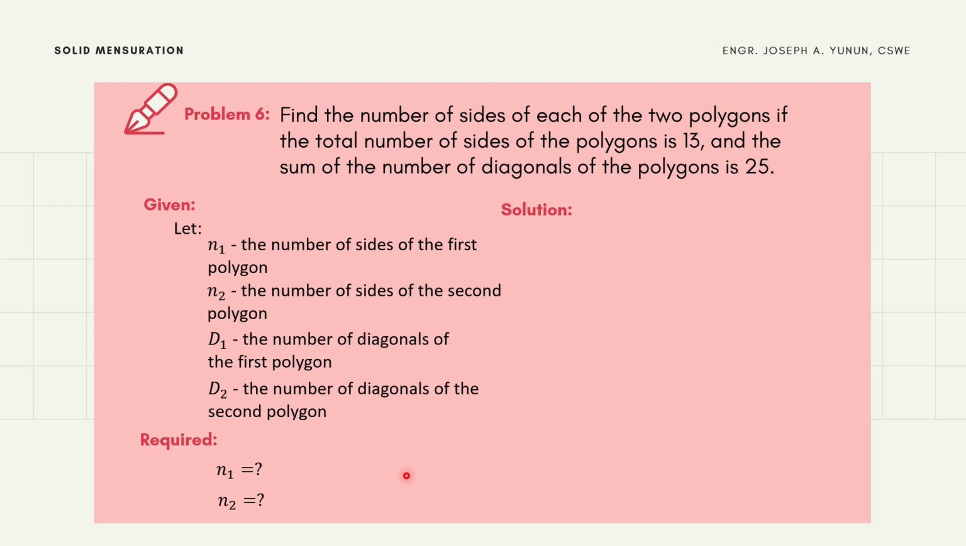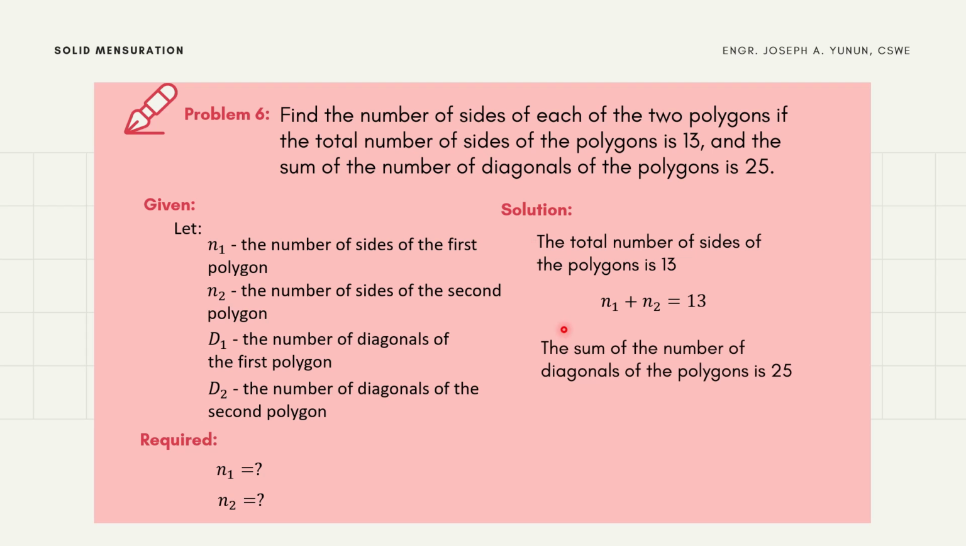First, you need to gather data from the problem. So the total number of sides, let's take that one. The total number of sides of the polygons is 13. Therefore, in equation form, you have n1 plus n2 will be equal to 13. Similarly, the sum of the number of diagonals of the polygons is 25. So you have an equation of D1 plus D2 is equivalent to 25.